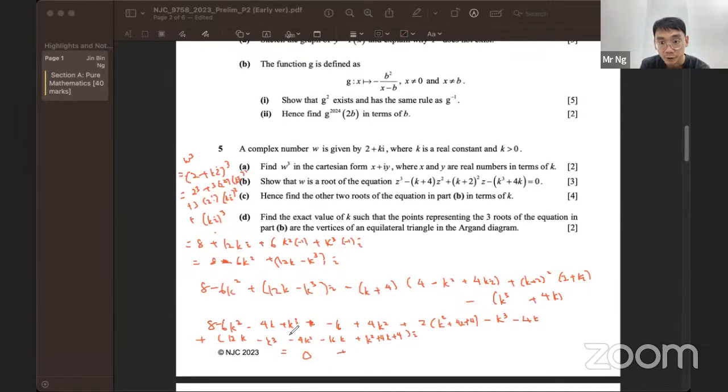Yeah, I wrote wrongly. This one needs to times k, right? Yeah, I need to times k. So minus k cube plus k cube, no more already. Minus 4k square plus 4k square, no more already. Minus 6k minus 4k plus 4k, 0. So plus 0, right? So equals 0. So we can find the two other roots.